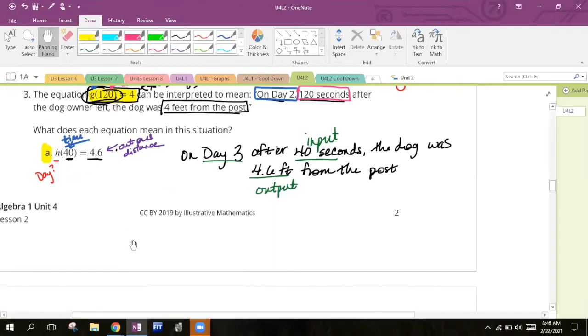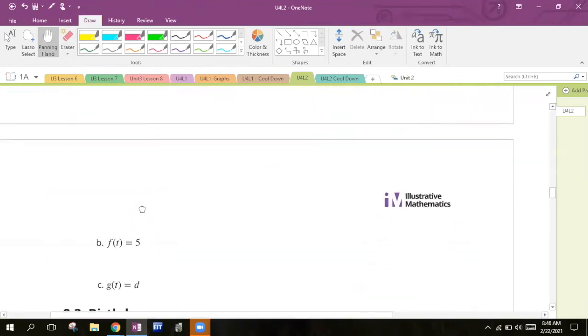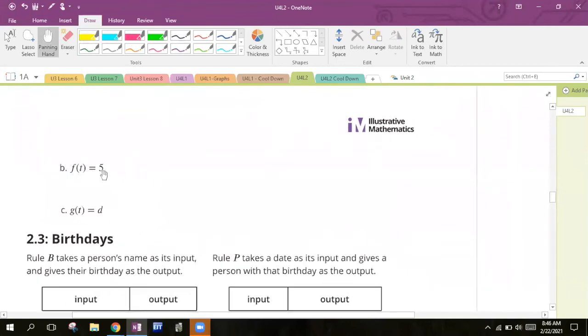Number 2 or part B. We've only got one number this time. They added more letters, but we're not going to let that confuse us. So F tells me what? What day am I talking about? Day 1. So on day 1. Then we have our input. Did they tell us how many seconds have passed? No. So you just write what they give you. They didn't give us a number, so we write the variable.